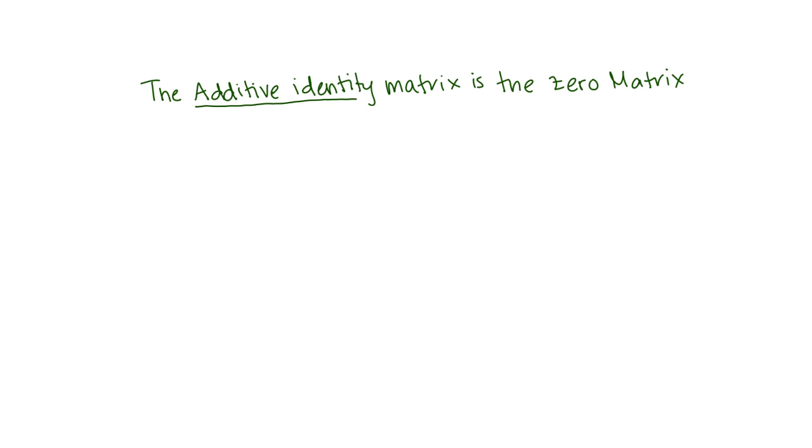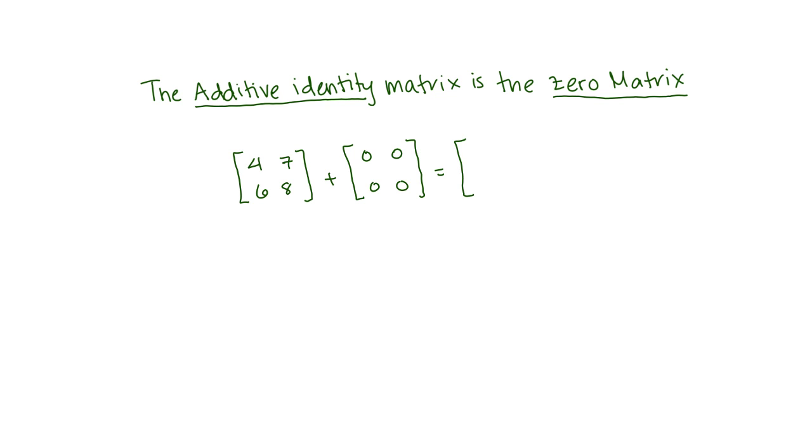The additive identity matrix is the zero matrix. What that means is if you add a matrix containing all zeros to a matrix, you will get the original matrix back out. 0 is the additive identity with real numbers too. So by adding 4 to 0, we get 4. 7 to 0, we get 7. These zeros don't do anything to this matrix. So we have the additive identity.